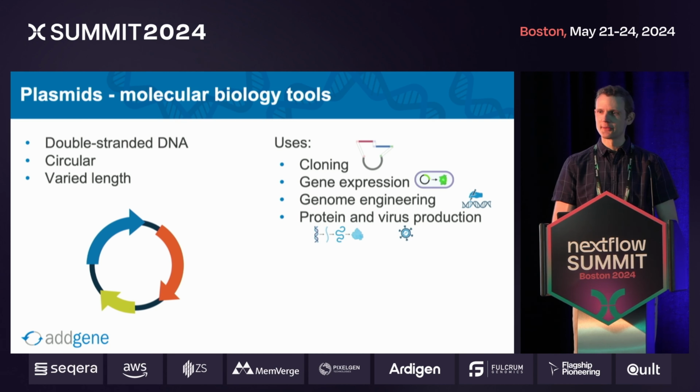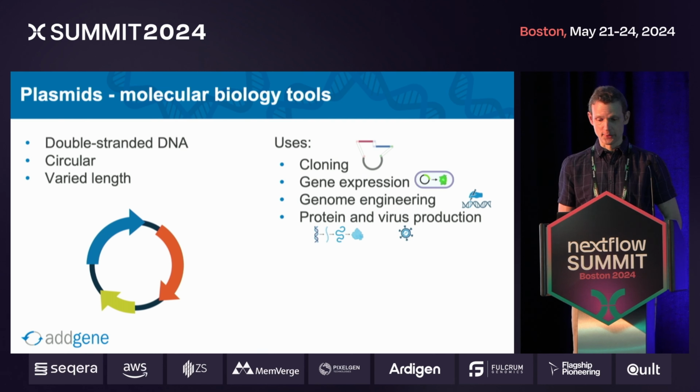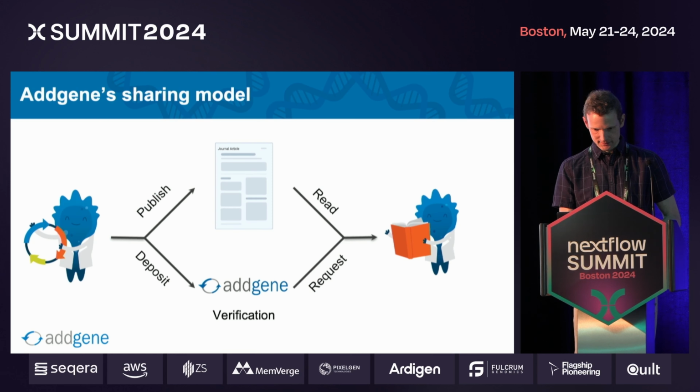Some of the common uses for plasmids include cloning, so a handy way to copy a DNA sequence like a gene; gene expression, so expressing that protein that's encoded in that DNA sequence in a cell or a tissue. Genome engineering like CRISPR is also plasmid-based and is a way to edit or specifically modify a DNA sequence in a cell or in an organism. And finally, plasmids can be used to make specific protein or viral tools for experiments.